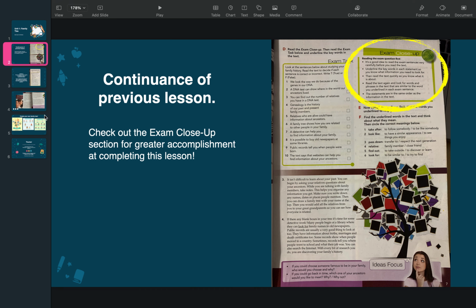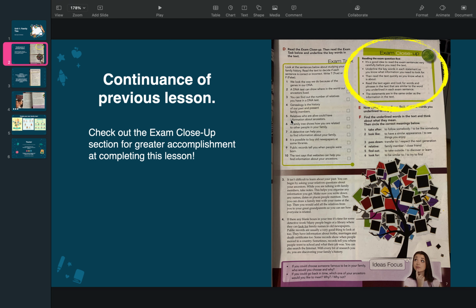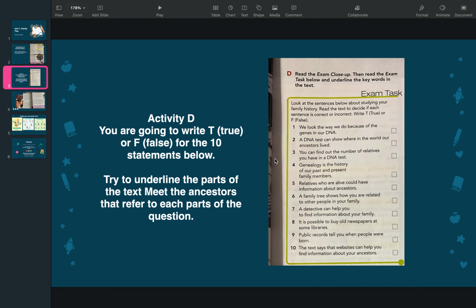Okay, now let's check out what you need to do with this lesson. Activity D. Okay, look carefully. This is activity D right here. This is your whole page here of page 7. So I'm going to go to activity D. After this, we're going to look at this section. Alright. Now, you are going to write true or false for the 10 statements below.